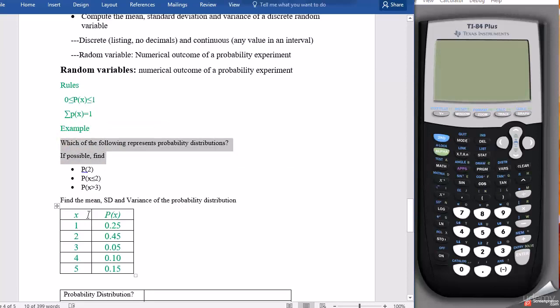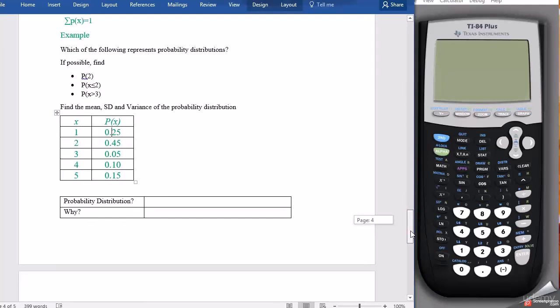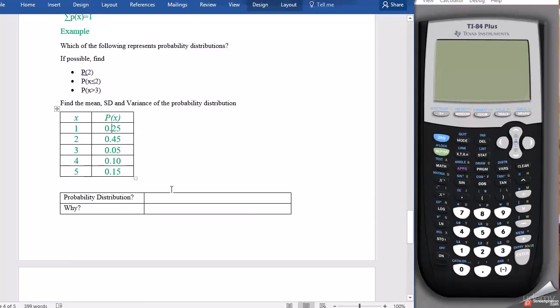Let's look at this simple example. We're going to look at this table. We have random variable x and the probability of obtaining a value for the random variable. So the probability that x is 1 is equal to 0.25. The probability that x is 2 is 0.45, and so on. We look at the table below and answer the questions.